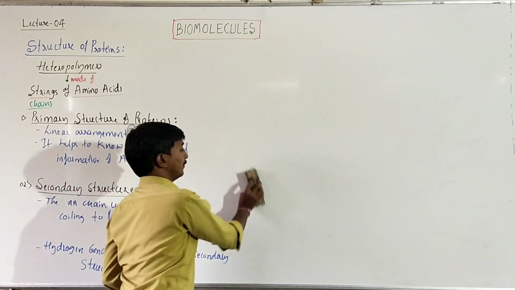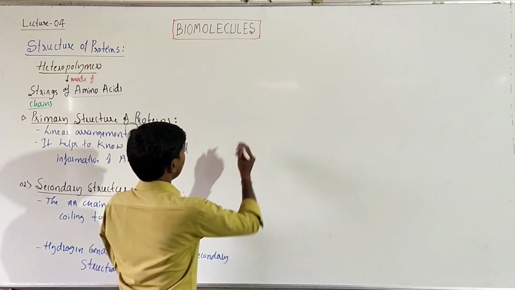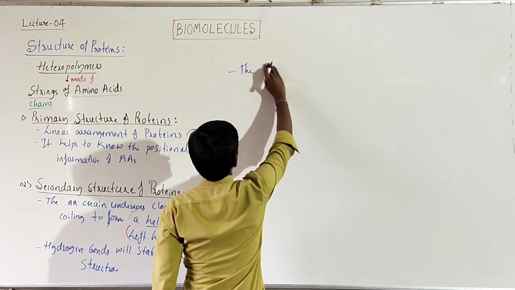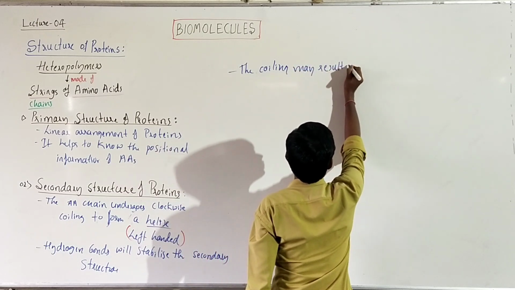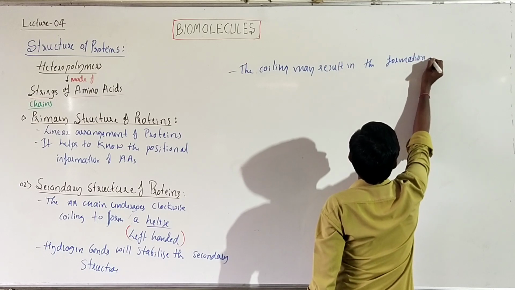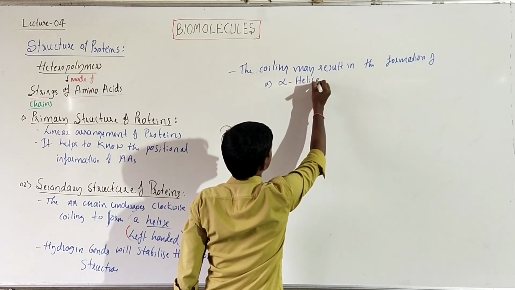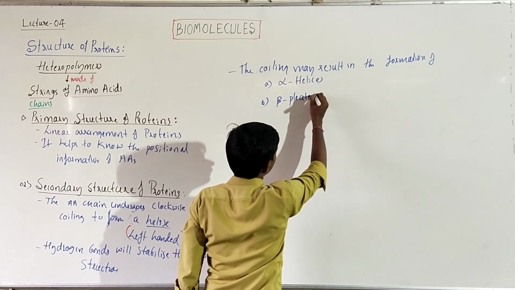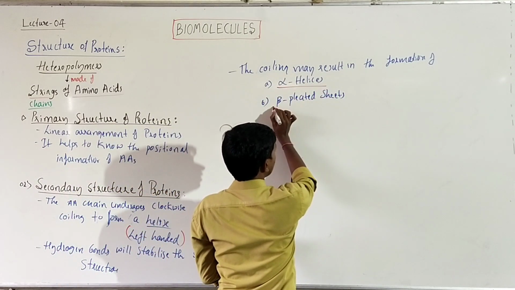One more thing we should understand. When we say secondary structure, there are 2 different types of structures formed. Okay, the next point will be here. The coiling may result in the formation of alpha helices or beta pleated sheets. Either it may form helix or sheets.